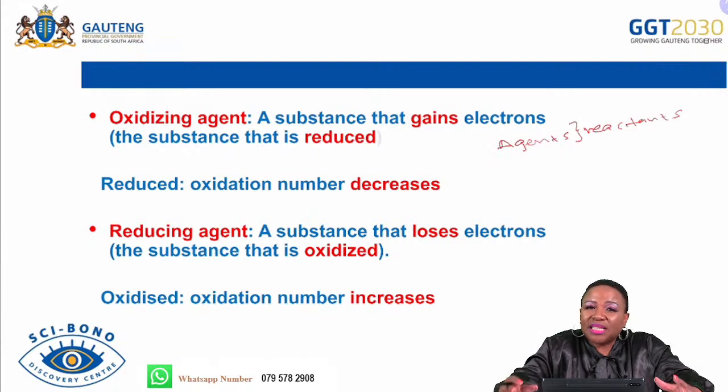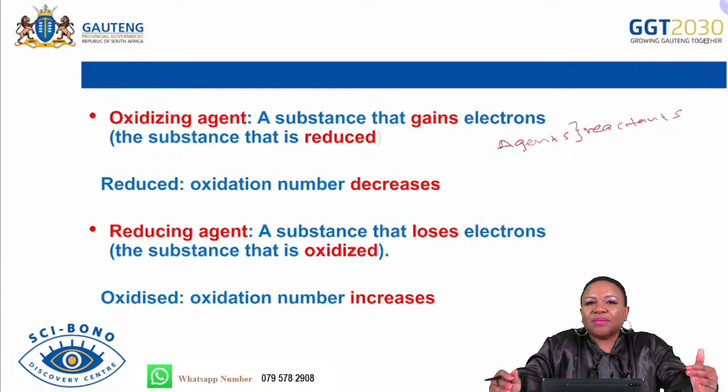But what I'm saying about the two agents that will be reacting with each other is that one agent will lose electrons, whereas the other one will gain electrons. Now, the one that loses electrons will be undergoing what? Oxidation. And the one that will be gaining electrons will be undergoing reduction. Therefore, it means now for me to undergo oxidation, something has caused me to undergo that oxidation.